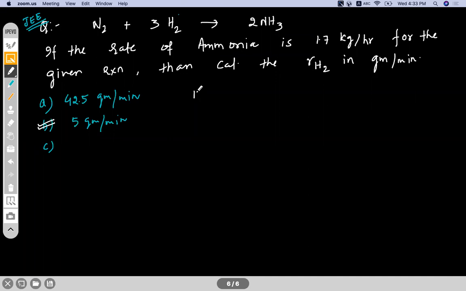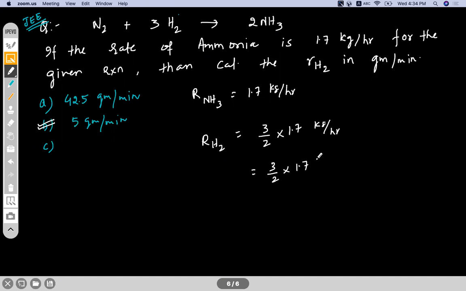rate of ammonia is given, right? So R of NH3 equals 1.7 kg per hour. And with respect to this, if you find out the rate of H2, that would be 3/2 times of 1.7 kg per hour, which you can change the unit. 1.7 into 1000 divided by 60. And when you solve this, you'll get 42.5 gram per minute. But you have to convert it to moles. So this is what you have done.